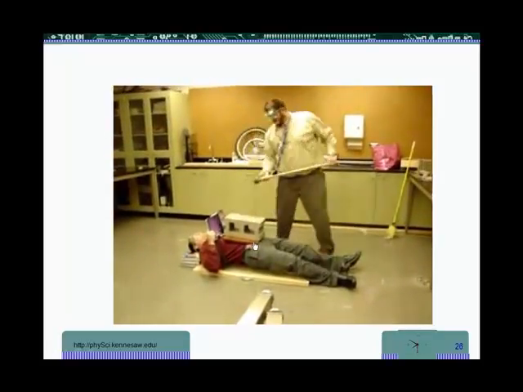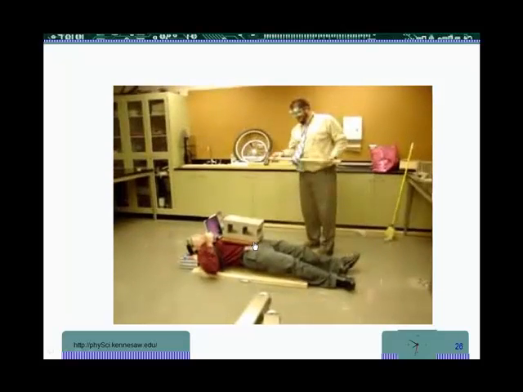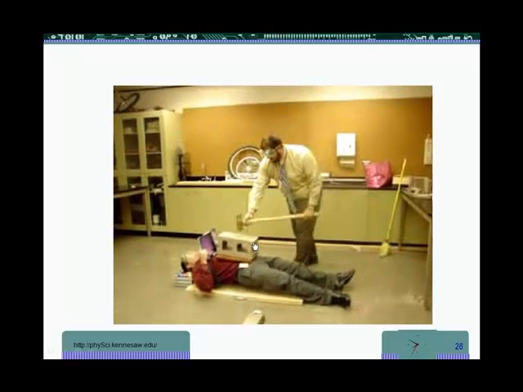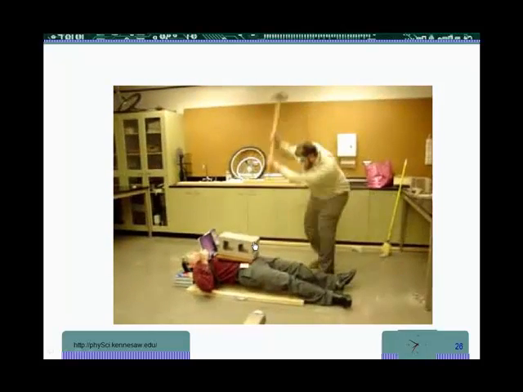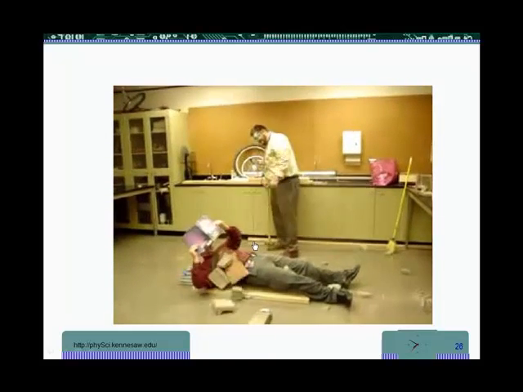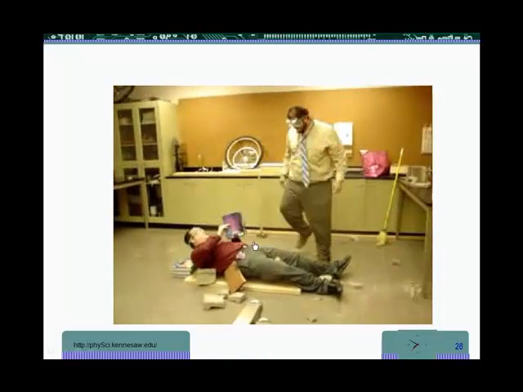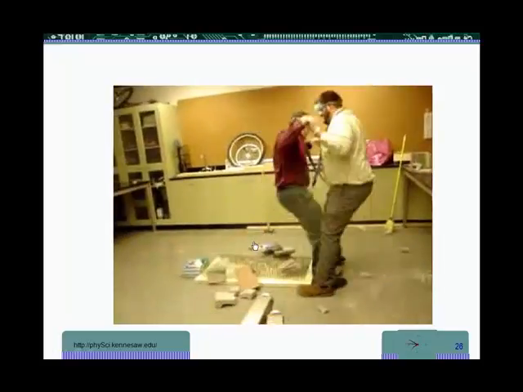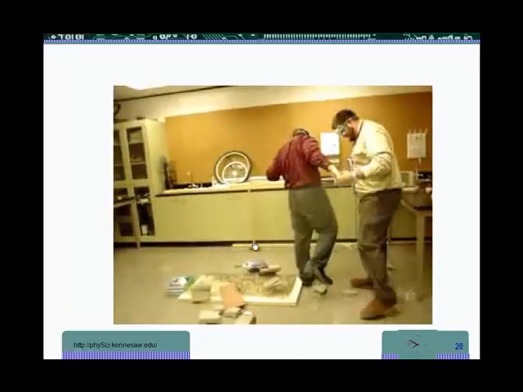Okay, look at it again. Now, if the guy instead tried to push on the cinder block with a sledgehammer, that would not be a comfortable situation for this gentleman.